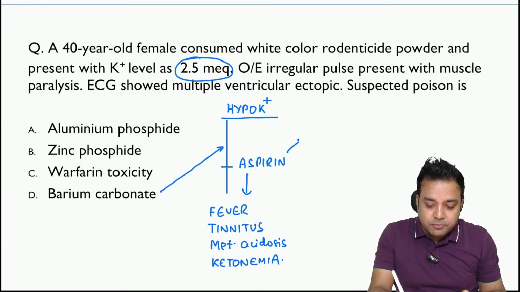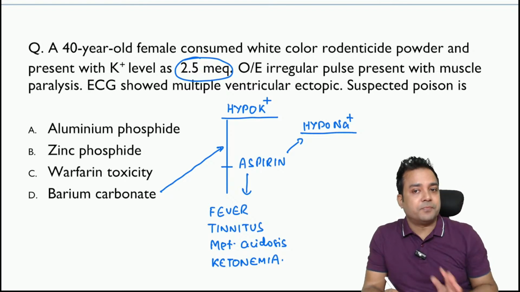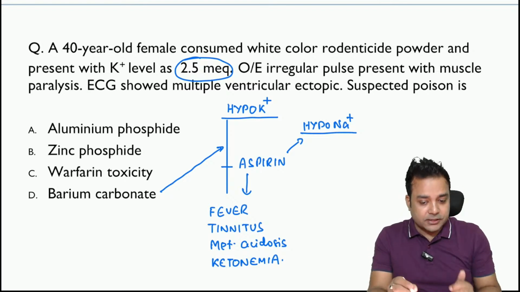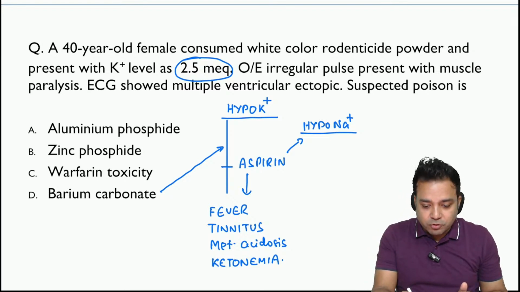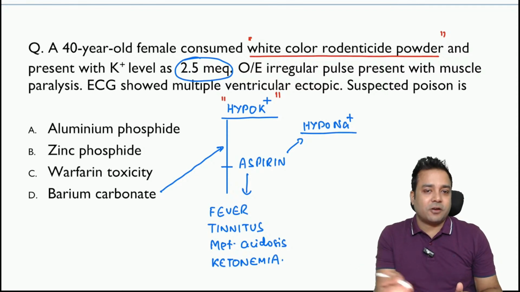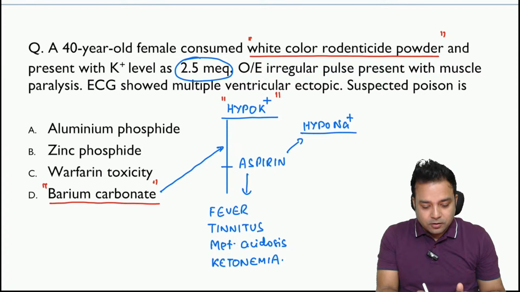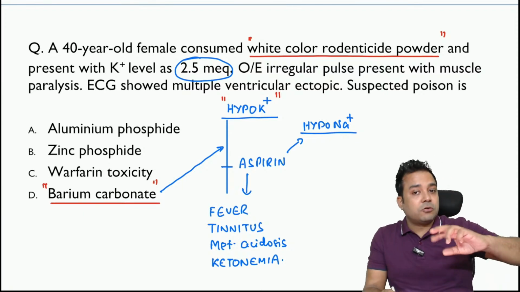Along with hypokalemia, it also leads to hyponatremia because it increases the excretion of sodium and potassium from the body. But here, what is the question? The lady has consumed white color rodenticide powder. What is this rodenticide powder leading to hypokalemia? It won't be aspirin now. So that is how you pick this to be barium carbonate. By ruling out options also you can solve the question.